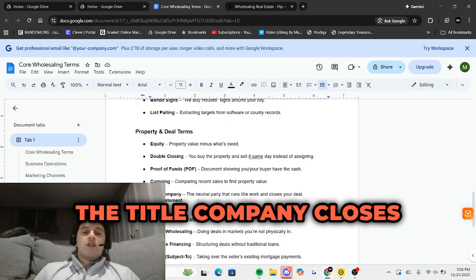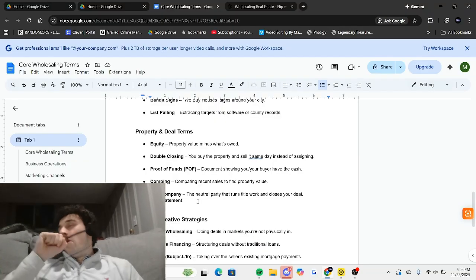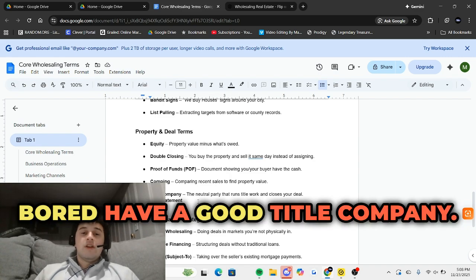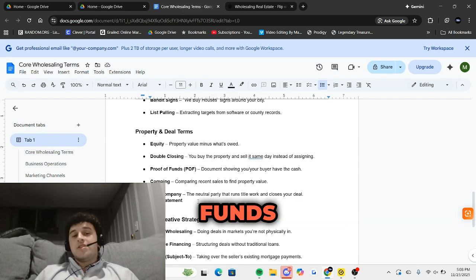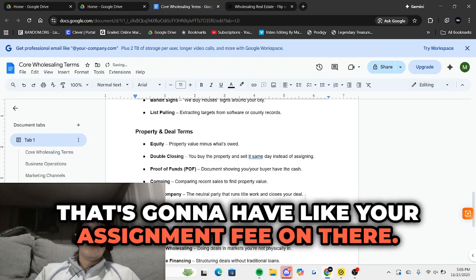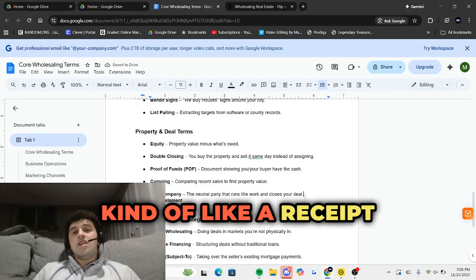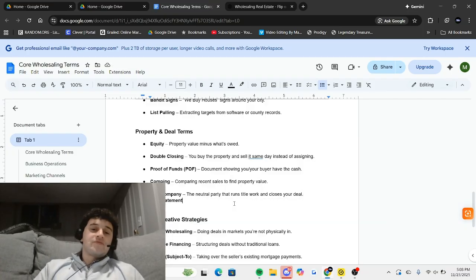And the title company closes your deal and disperses all the funds. Important to have a good title company. So when they do disperse the funds, there's a HUD statement, and that's going to have your assignment fee on there. It's going to have everything on there, all the fees, kind of like a receipt, basically.